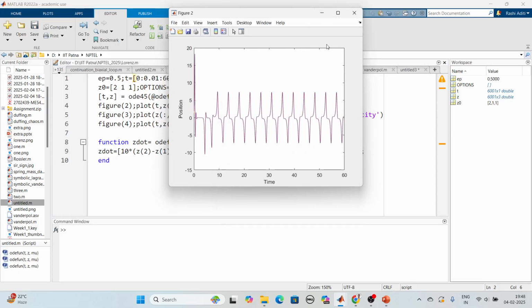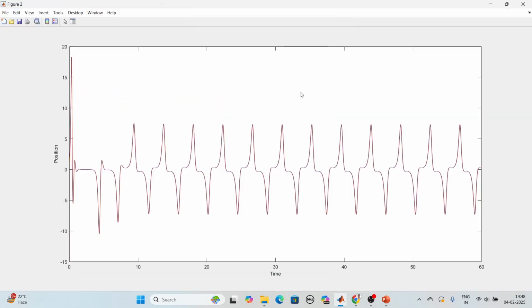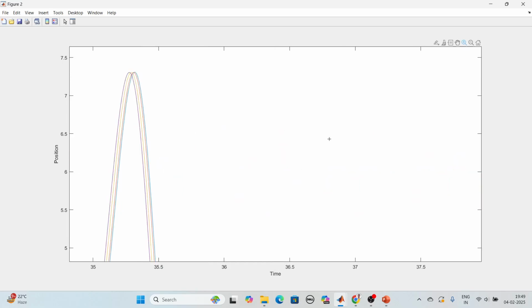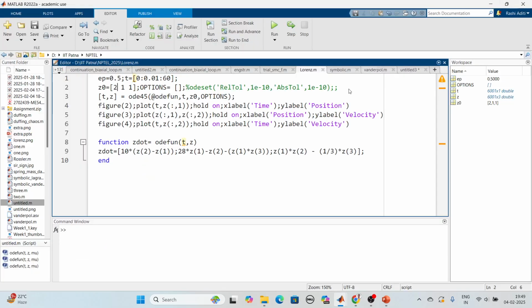If I zoom it, then I can see that there is now a slight variation in all these responses. However, the variation is very little, and it is just because of the change of the phase also. I can say that the variation is not much.